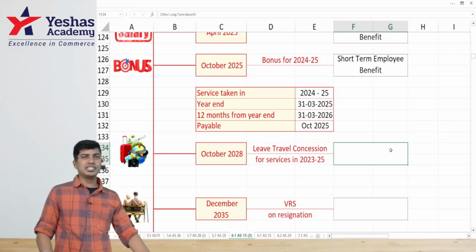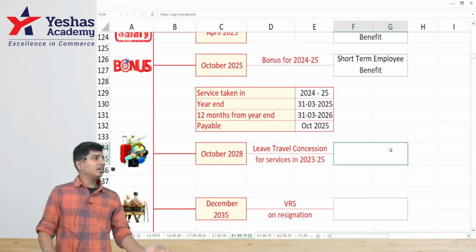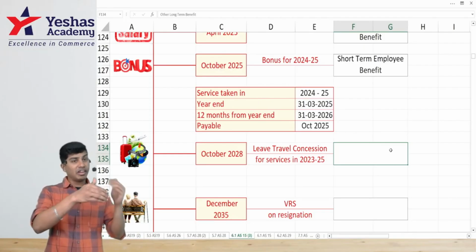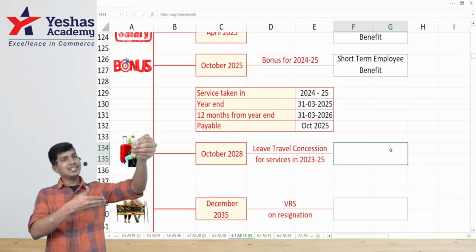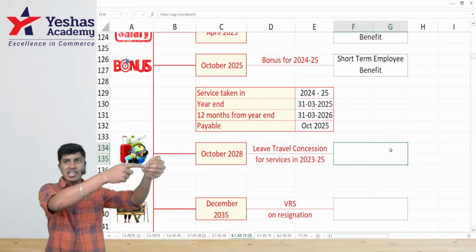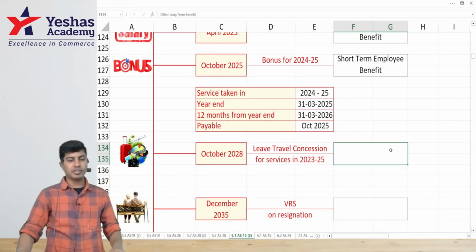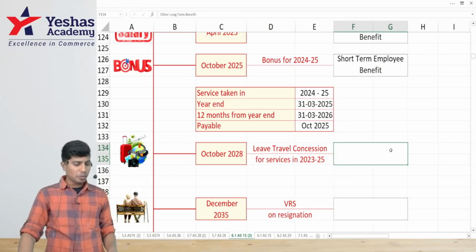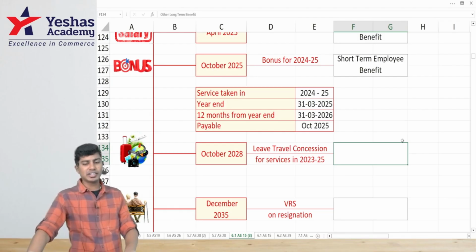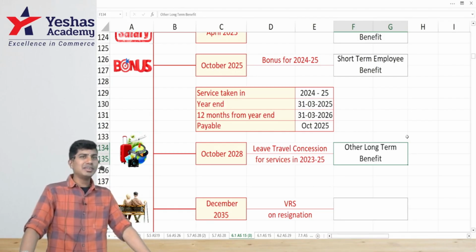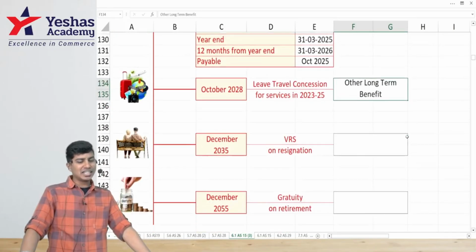The company is giving you LTC, but when did you work really hard? In 23-25, if you put in your effort in 23-24 and 24-25, within 12 months is 31st March 26. Are we giving them LTC before 31st March 26? No. Beyond 31st March 26, is it short term or post-employment termination? Everything you told, sir, except the correct option. It is other long term. Okay, very nice, interesting.